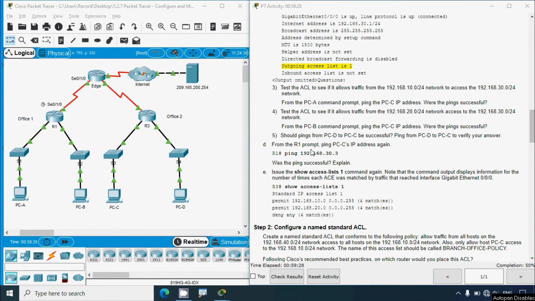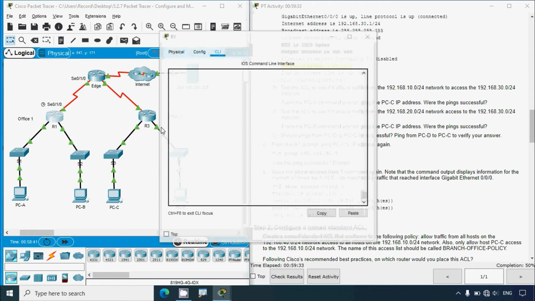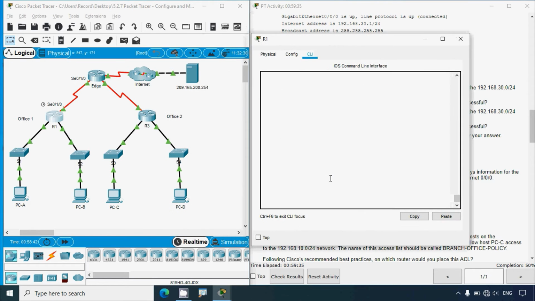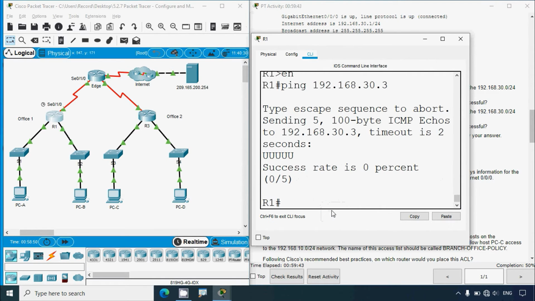Next is from the R1 prompt, ping pc-c IP address again. Okay, we will ping from R1 and it will not succeed. Ping to pc-c, and here we can see success rate is 0%.